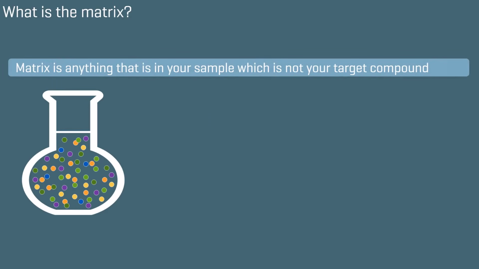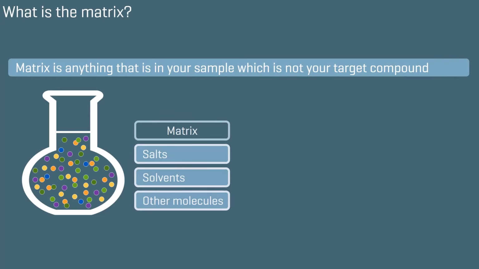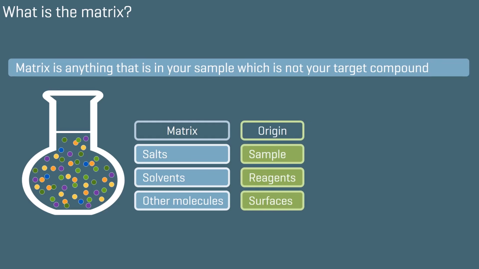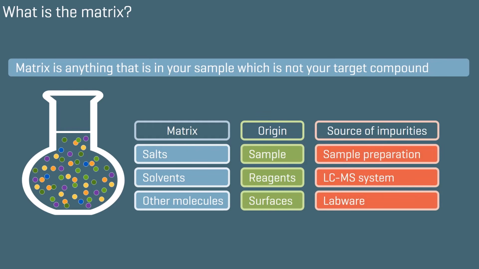The matrix is anything that is in your sample which is not your target compound. So the matrix can consist of salts, solvents, or any other molecule in your sample. They can originate from the sample itself or be impurities introduced by reagents or surfaces. The source of those impurities can be the sample preparation, the LC-MS system, or the labware used.